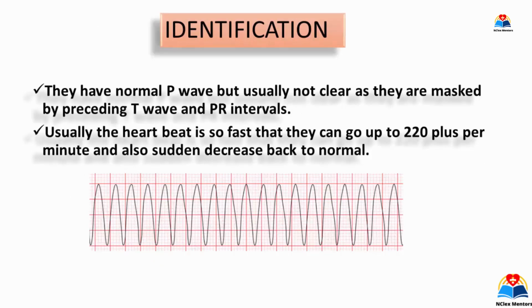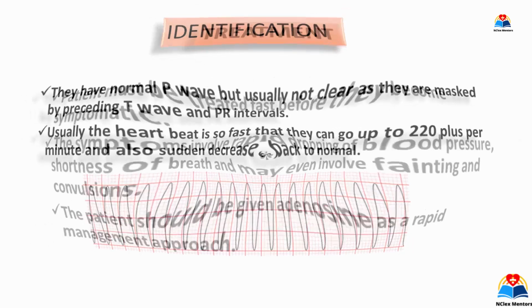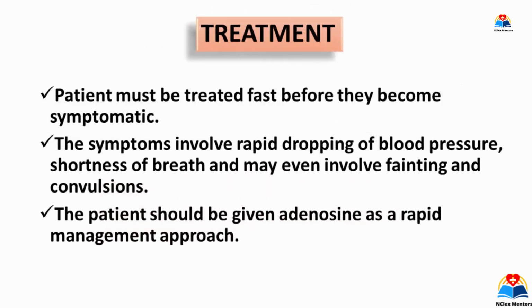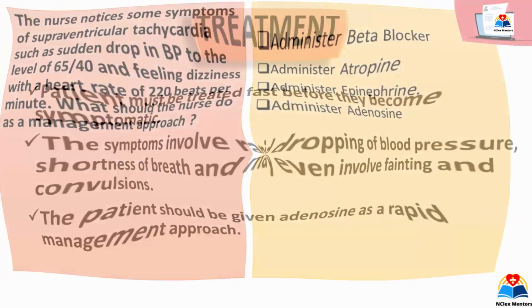Usually the heartbeat is so fast that it can go up to 220 plus per minute, and there can also be a sudden decrease back to normal. The treatment should be rapid. As a registered nurse, you should understand that the patient must be treated quickly before they become symptomatic. The symptoms involve a rapid drop in blood pressure, shortness of breath, and may even involve fainting and convulsions. The patient should be given adenosine as a rapid management approach. For further practice, let's walk through our usual section.